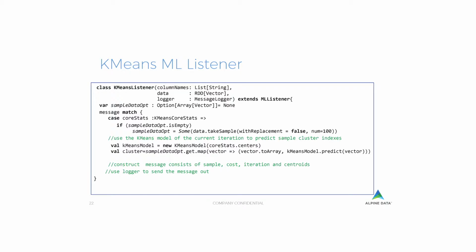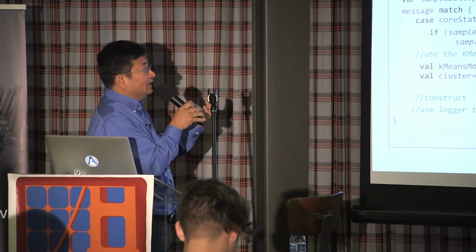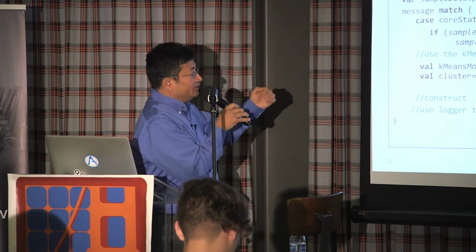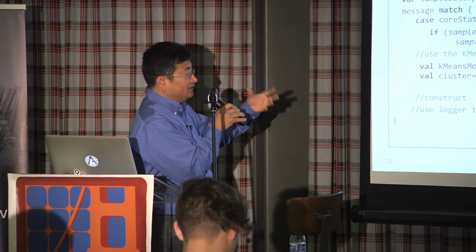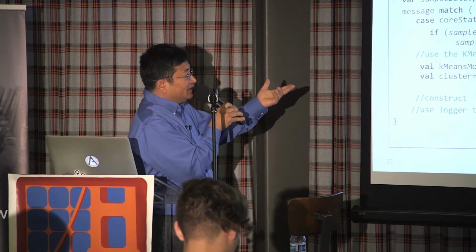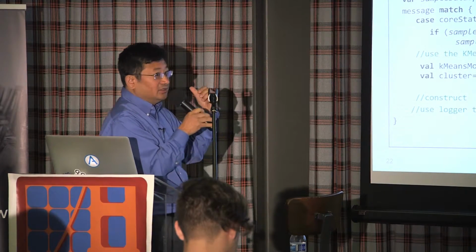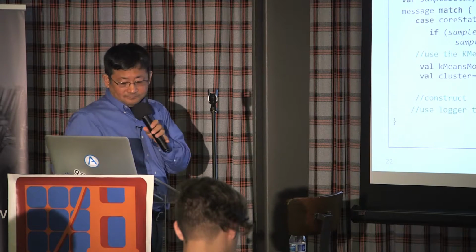So remember the ML listener is just an interface. For the k-means specific, this is a little bit more code than you probably expected. But essentially the idea here is, at the beginning we take the RDD and then take a sample of the data. And from that sample, since at this point we already got the message for the centroid, we're using that sample in the model to predict what the cluster is, and then send this information back to the browsers.